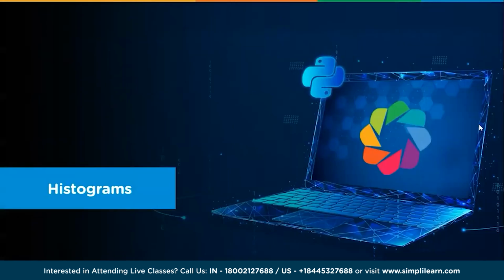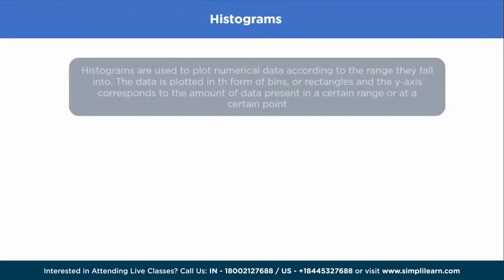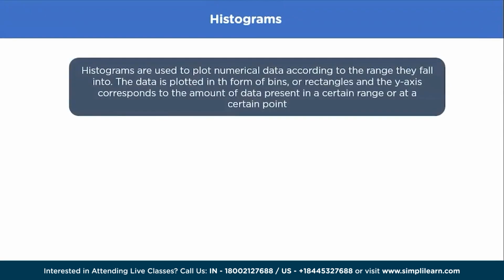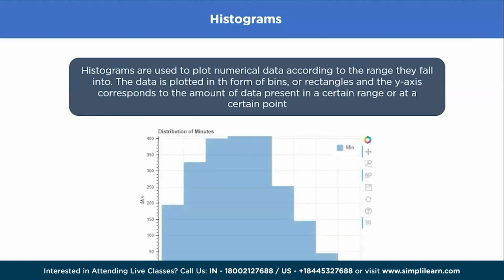So now we've taken a look at scatter charts. Let's move on to histograms. So what exactly is a histogram? Histograms are used to plot numerical data according to the range that they fall into. The data is plotted in the form of bins or rectangles, and the y-axis corresponds to the amount of data present in a certain range or at a certain point.